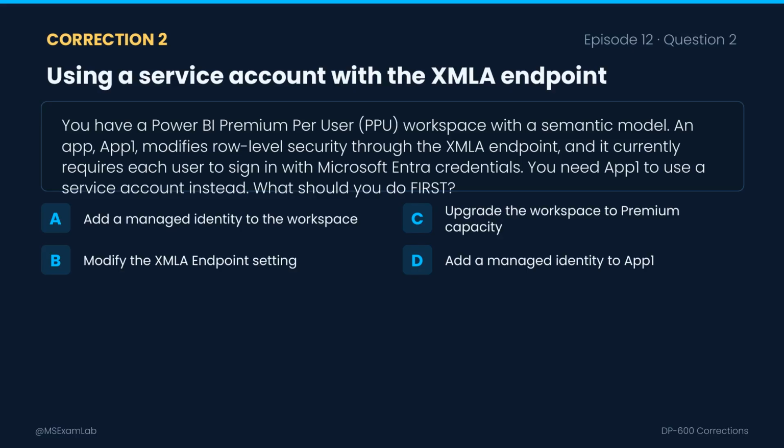The options: A, add a managed identity to the workspace; B, modify the XMLA endpoint setting; C, upgrade the workspace to premium capacity; and D, add a managed identity to App1. Pay attention to that one word, first.